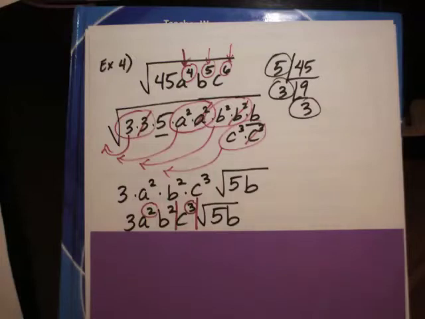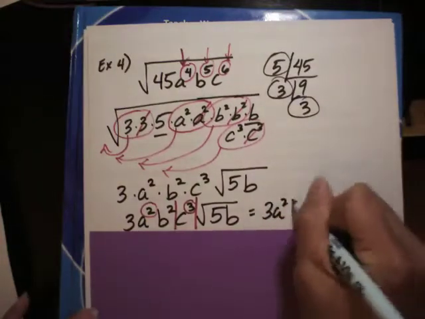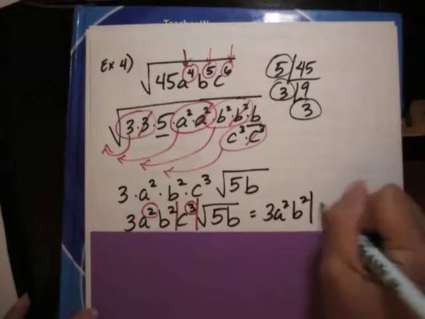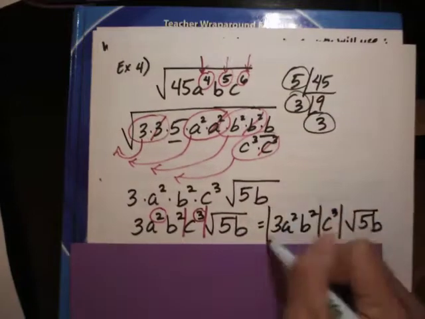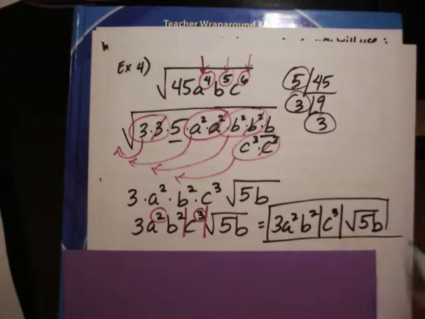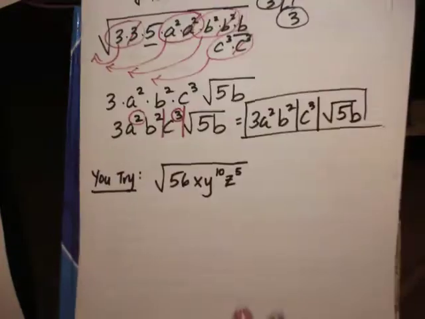So rewriting this, you'd have 3a squared, b squared, absolute value of c cubed times radical 5b. So this will be your simplified answer. So please give this problem a try.